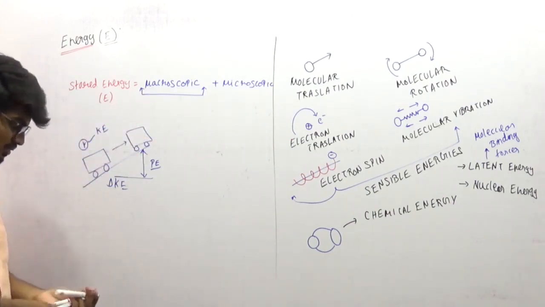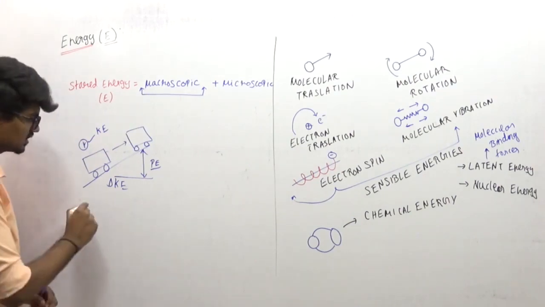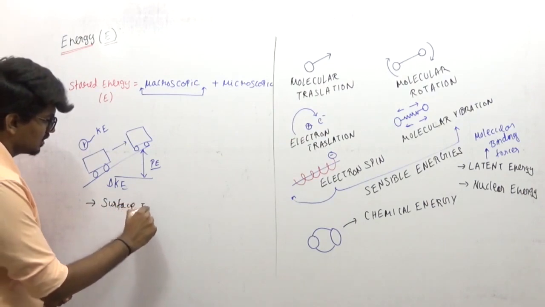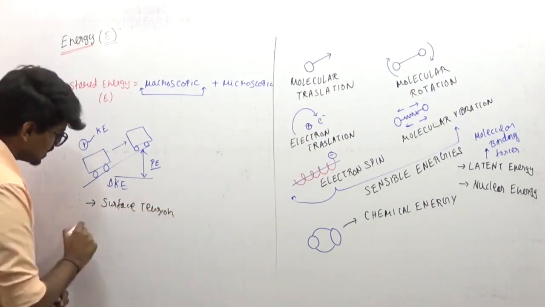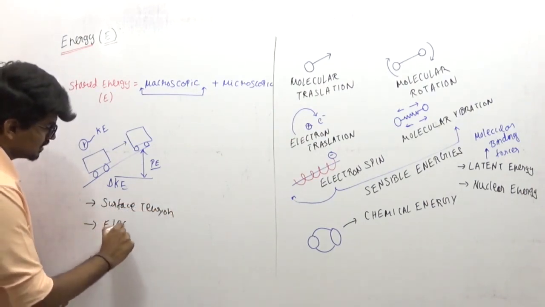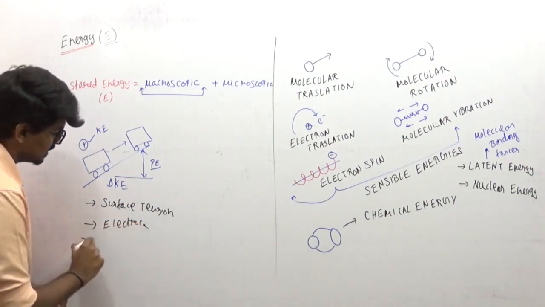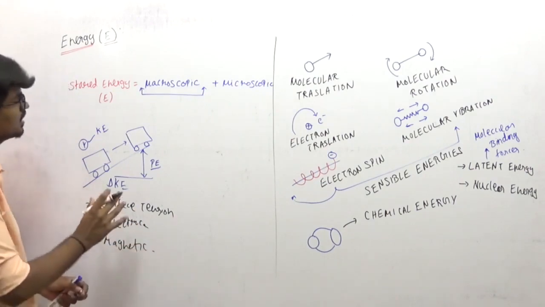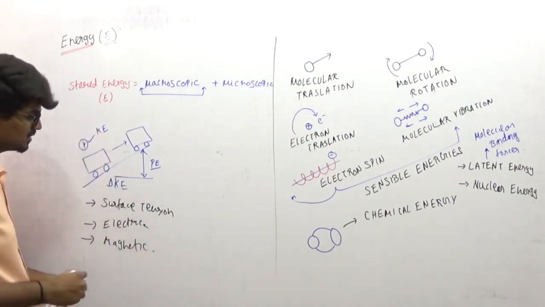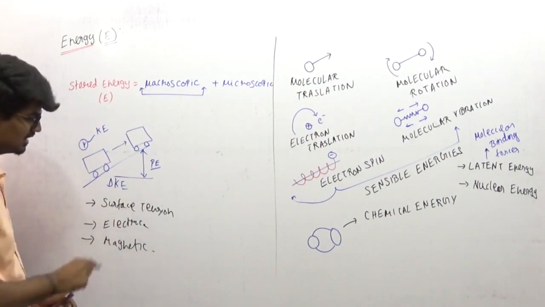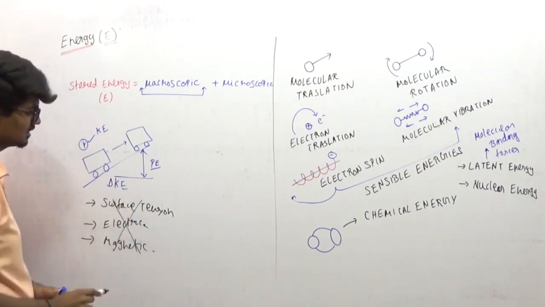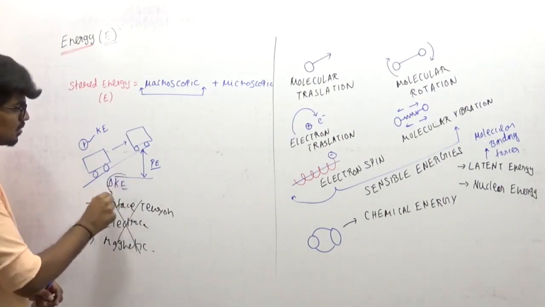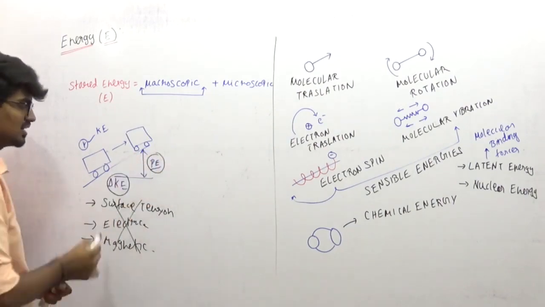Some other forms of energy you could think about are the energy due to surface tension, electrical energy, and energy due to a magnetic field. Those are included in macroscopic. But with respect to thermodynamics, these are insignificant. So in thermodynamics, majorly we will talk about kinetic and potential energies.